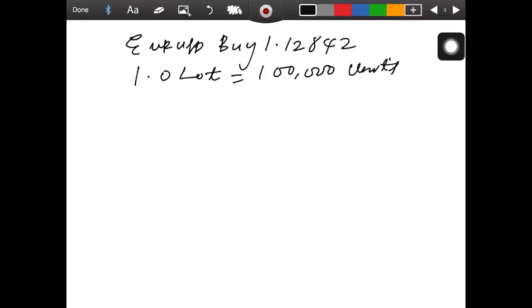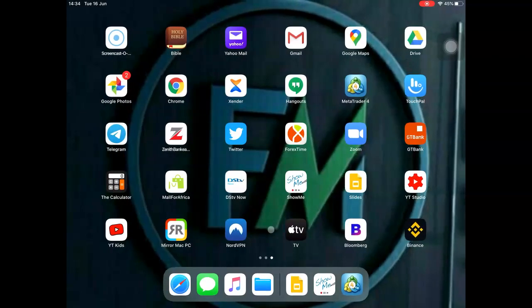Okay, now we are taking the concept of units further. 100,000 units simply means for me to buy euro dollar, 100,000 units of euro, using the dollar, at the exchange rate of 1.12842, I need to buy 100,000 units of euro. I need what? 100,000 units times this. Let me see, where's my calculator?